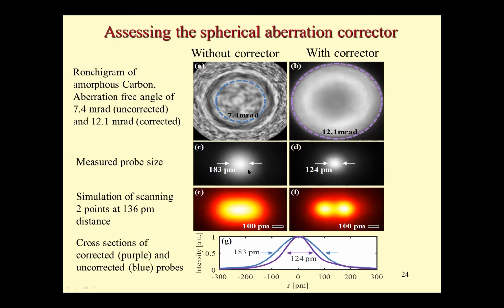We can also image the probe size because the microscope we worked with was image corrected. It was not probe corrected, but it was image corrected. So we can see that the image itself becomes smaller from 180 to 124. And we can also look at it using simulations. This is again simulation of these silicon dumbbells, which is not resolved with this spot, but it is resolved with this spot.